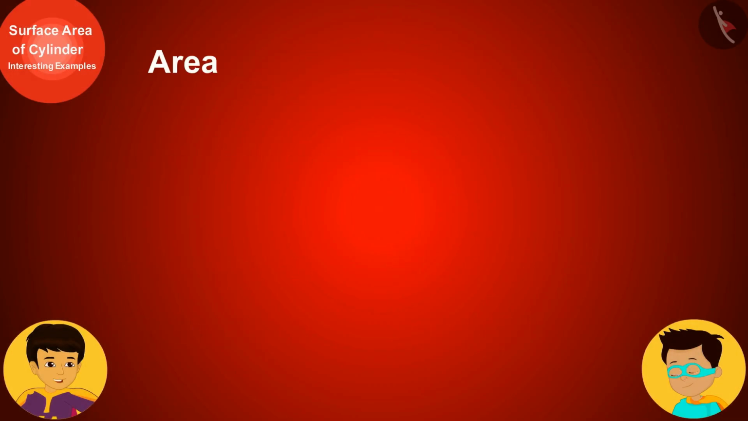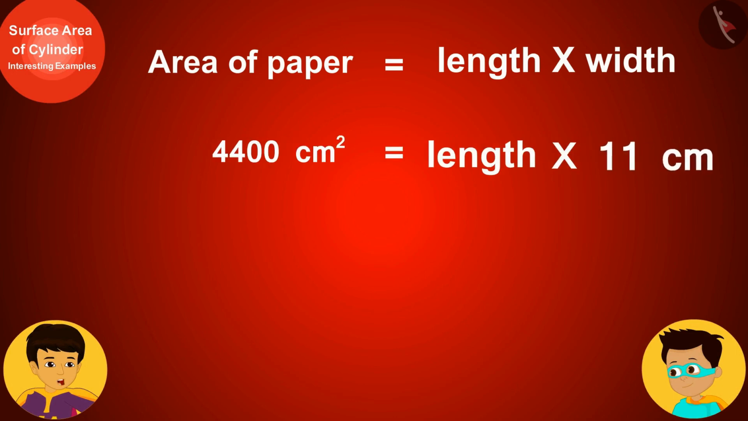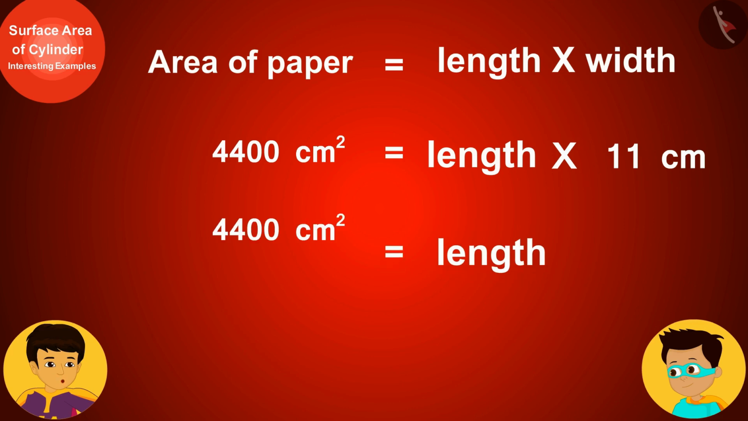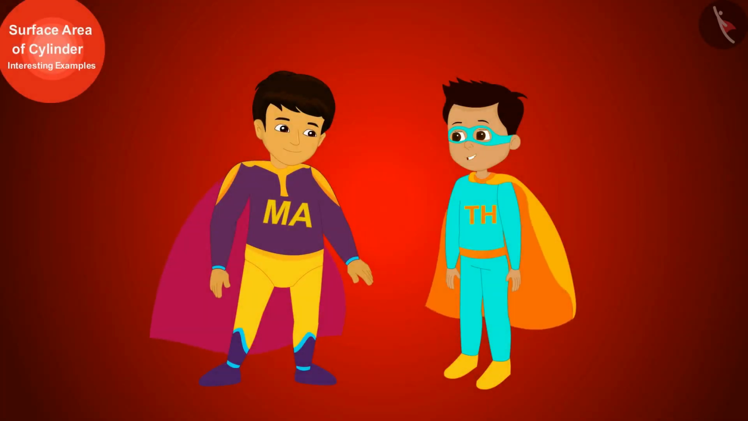Well, if the width of our paper is 11 centimeters and the area is 4400 square centimeters, then the length of the paper will be 4400 divided by 11. That is 400 centimeters. Yes, now let's quickly return and buy this paper.